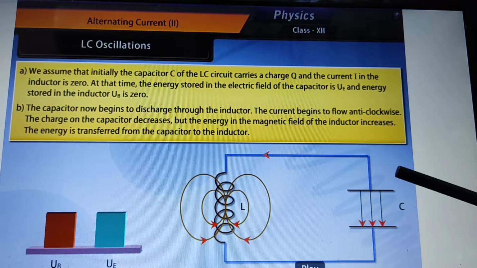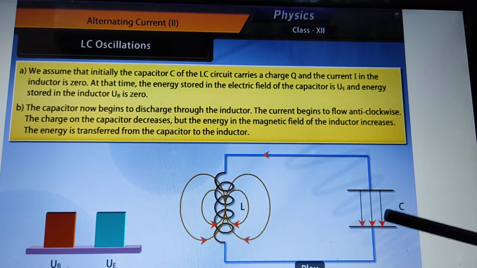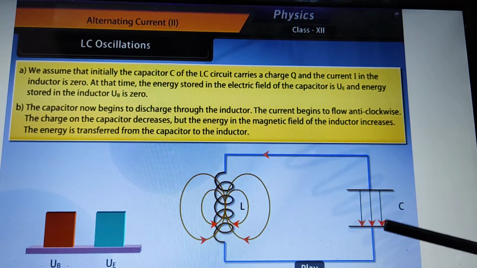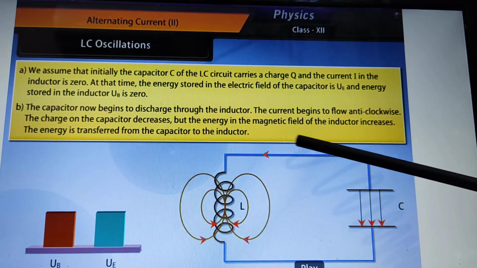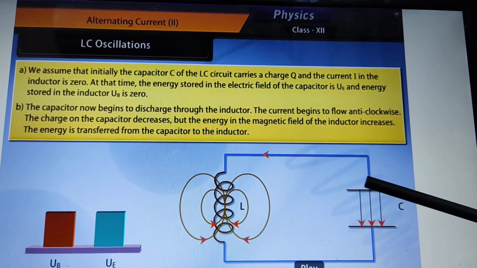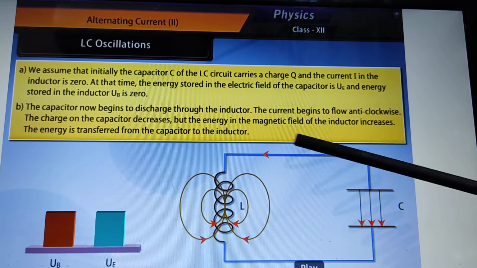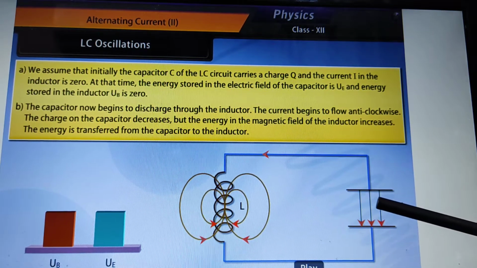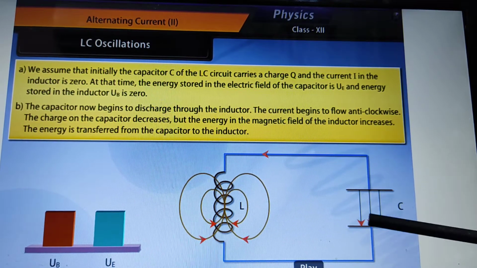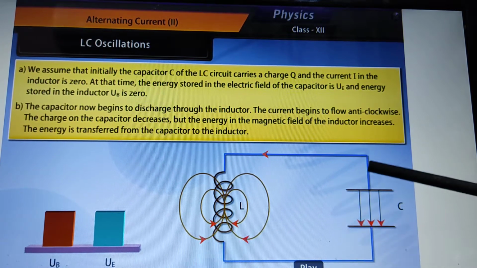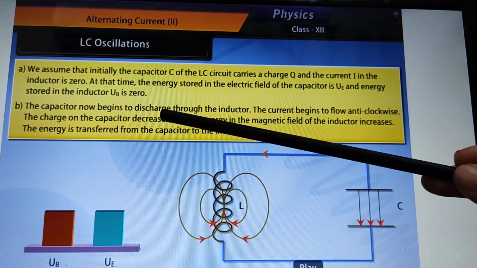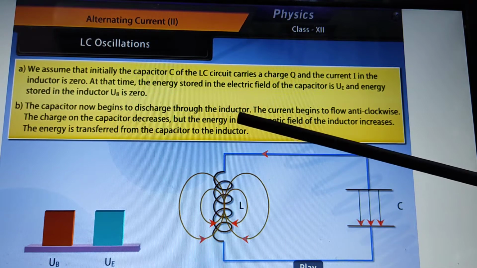Now, as we consider this is the positive side and here it is the negative side, the electric field is from positive towards the negative end, and the current flows anti-clockwise in the circuit if we assume the initial state. So when the current is flowing in this direction, the capacitor now begins to discharge, because the current is moving, so its charge will also move from here to here, and the current is moving from here to here. So the capacitor now begins to discharge through the inductor.